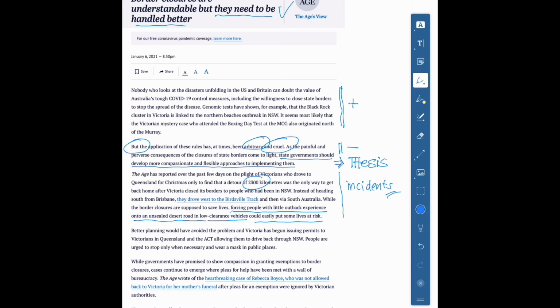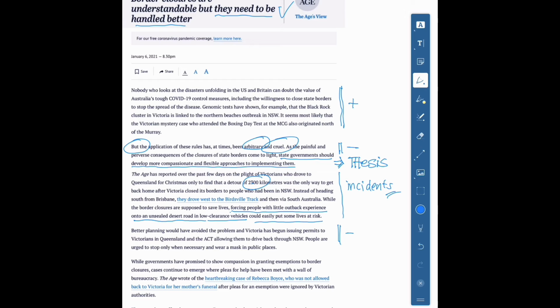Okay, look at also the next paragraph. And this talks about the negative implementation, or the implementation that needs improvement.